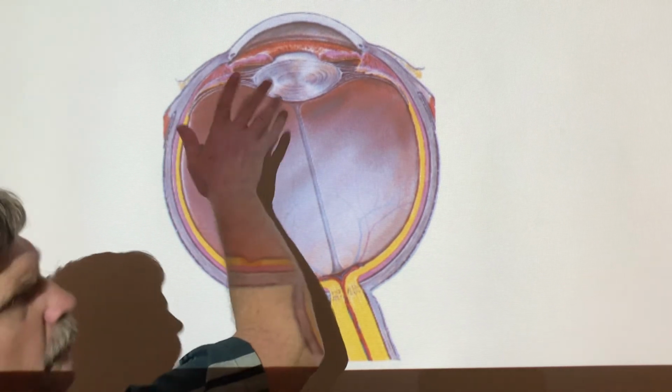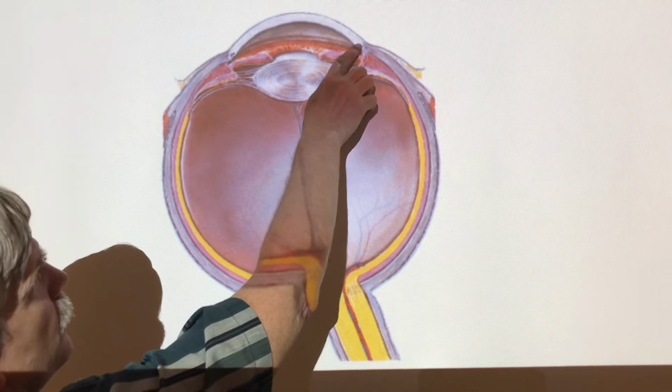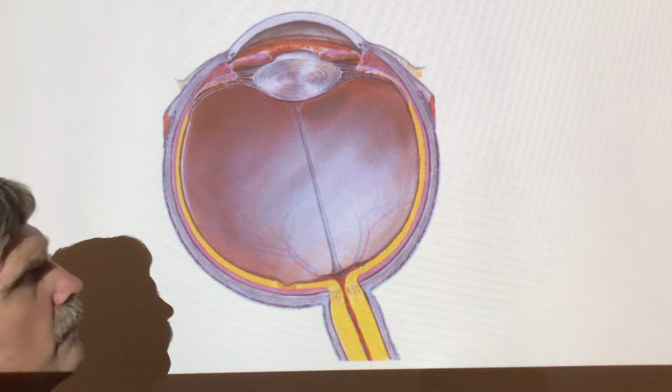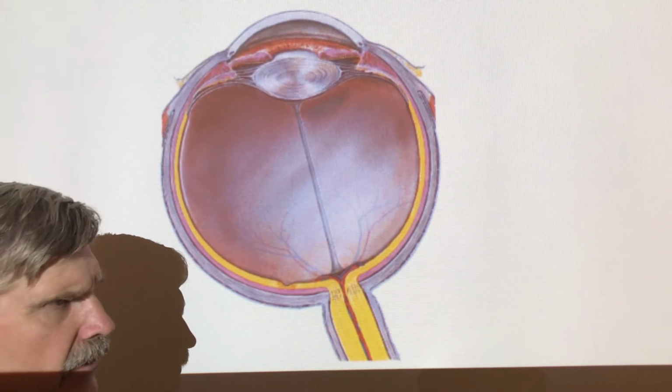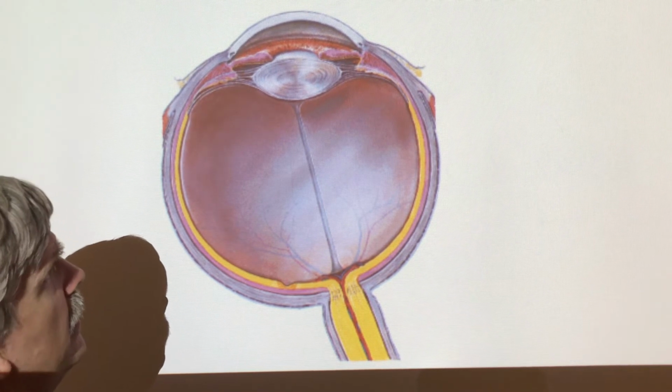Also, I'll go back and just make this comment. If you didn't realize that the cornea was where you had major focusing of your light, just think about the types of clinical things that we do to the cornea.